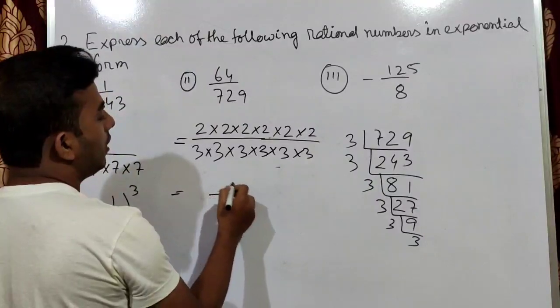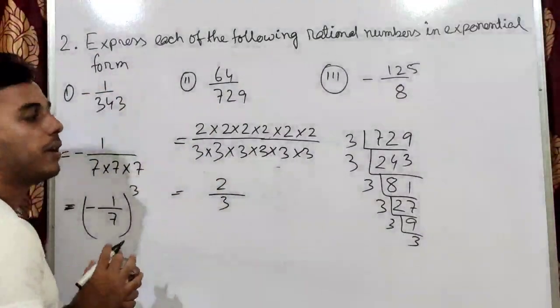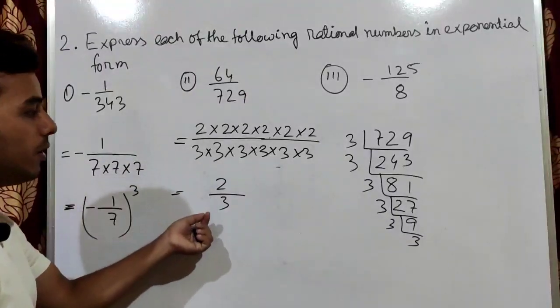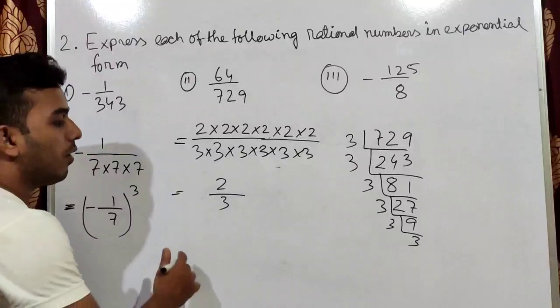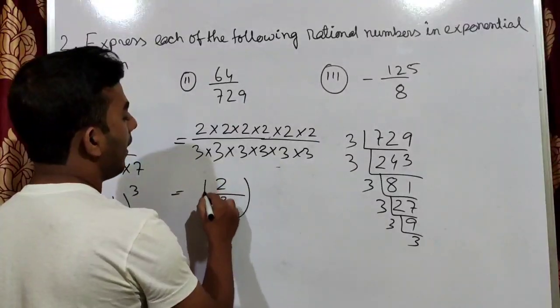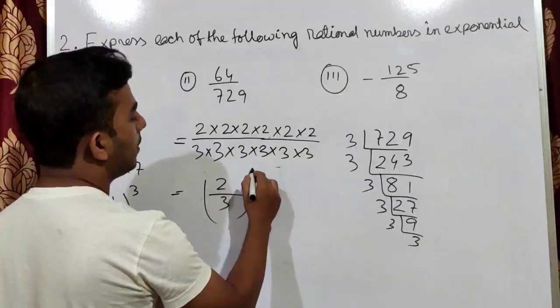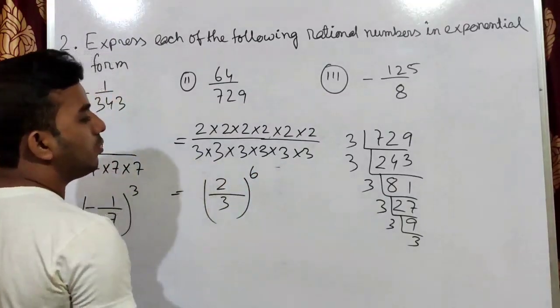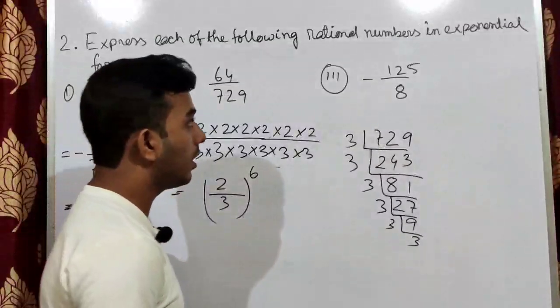So the fraction is what? In the numerator we have 2 and in the denominator we have 3. So our fraction is 2 by 3. And how many times are both multiplied? Both are multiplied 6 times, right? So write 6. Okay, now let us move to our third question.